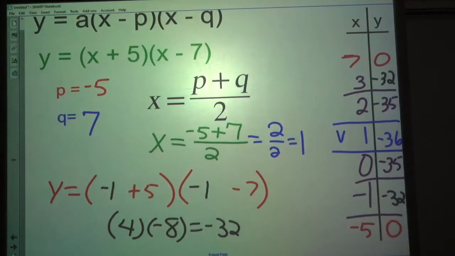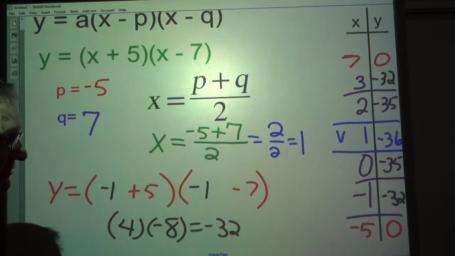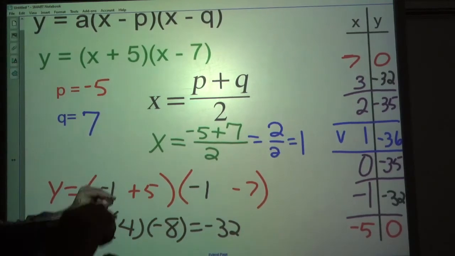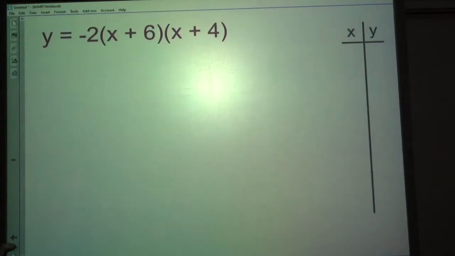You can graph a parabola with just the vertex and those intercepts in certain cases, but having more points makes it a little easier to make that sketch of the graph. All right, let's move on to our next example.